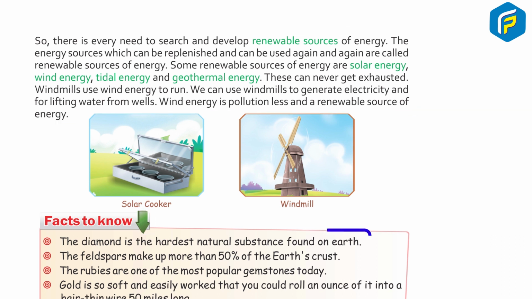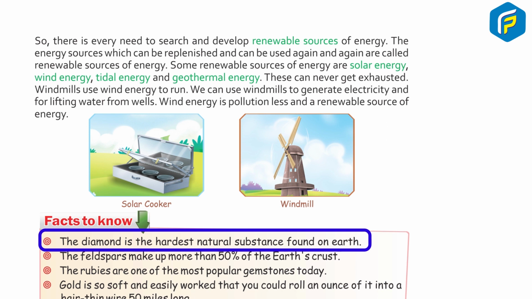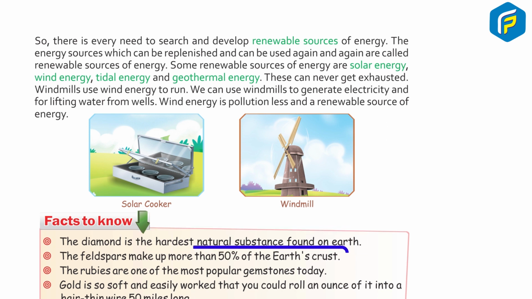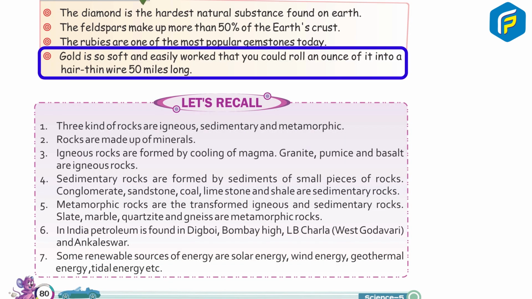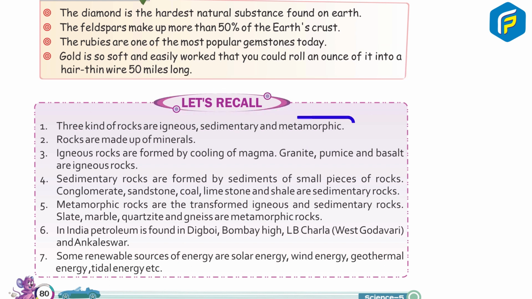Facts to know: the diamond is the hardest natural substance found on Earth. The feldspars make up more than 50% of the Earth's crust. The rubies are one of the most popular gemstones today. Gold is so soft and easily worked that you could roll an ounce of it onto a hair-thin wire 50 miles long.